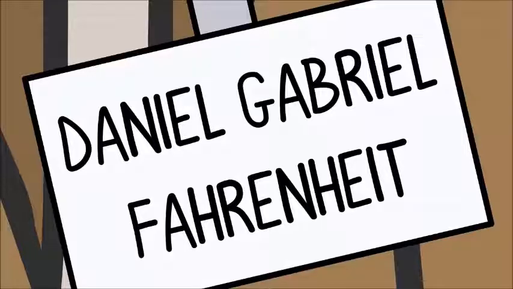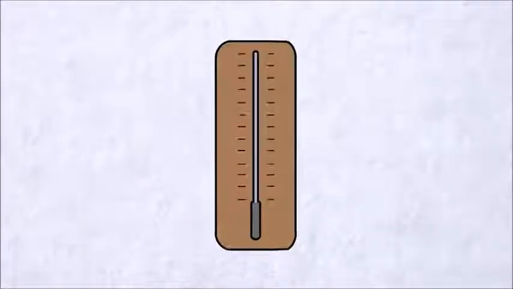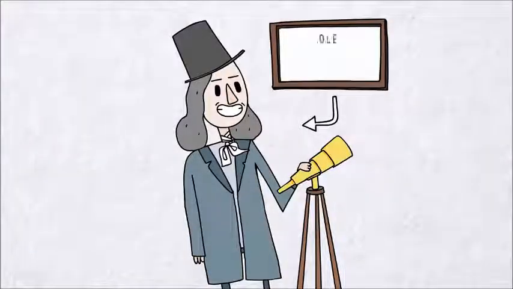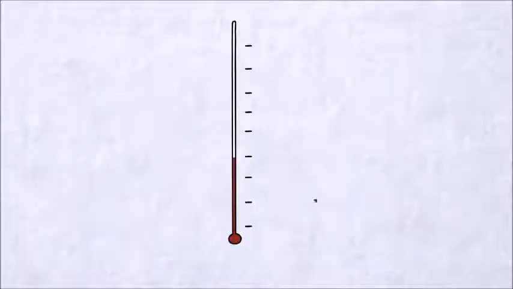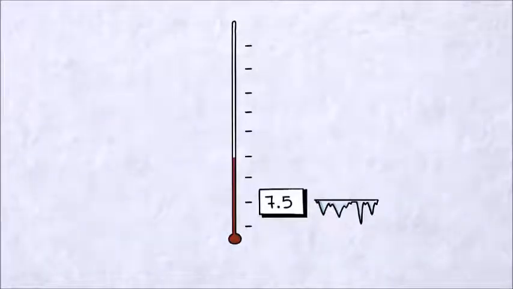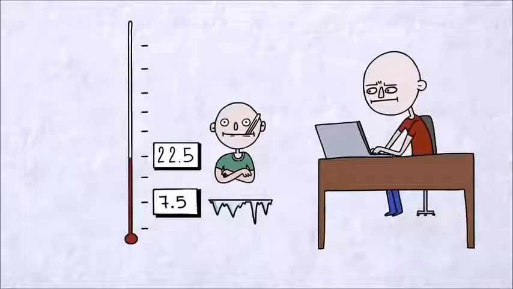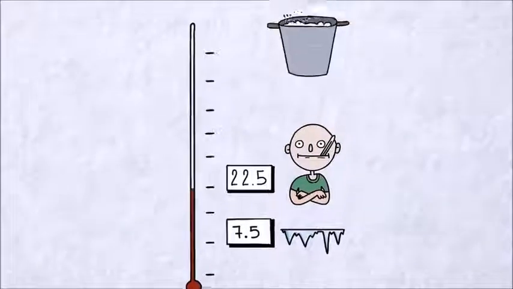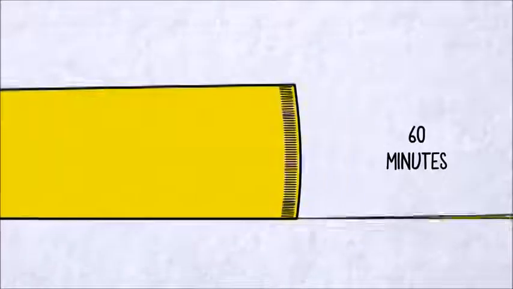Daniel Gabriel Fahrenheit became fascinated with scientific instruments, and in particular, thermometers. The famous astronomer Ole Romer devised a brand new temperature scale with the freezing point of water at 7.5 degrees and body temperature at 22.5 degrees. Now this might seem odd until you consider that Romer wanted the boiling point of water to be 60 degrees. As an astronomer, he had experience dividing things by 60.